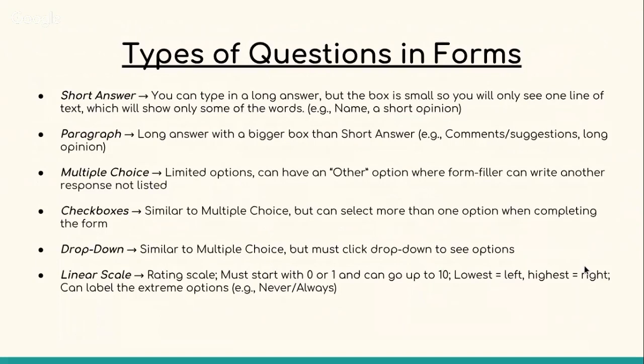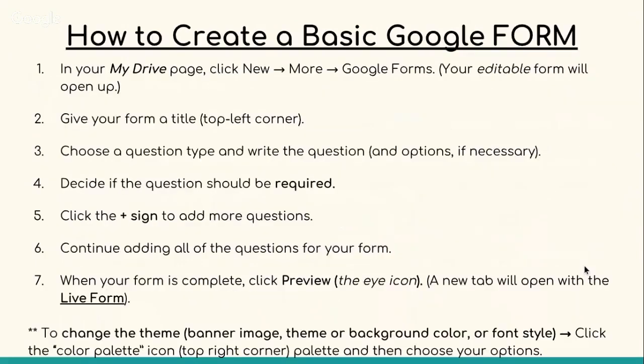Drop down, again, similar to multiple choice, but in this case, you click the drop down on the right-hand side to see the list of options. And then a linear scale. So it's like a rating scale that you might want to use to rate, for example, the fluency that the student is reading with, or the expression, or if you're doing a math form, maybe the description or the rating scale of how the student answered that question. The other thing is within multiple choice, you have the option to create a multiple choice grid question. So I can show you that when we're creating a simple form soon, which takes us to our next point, how to create a basic Google form.